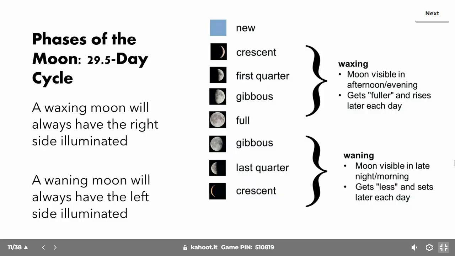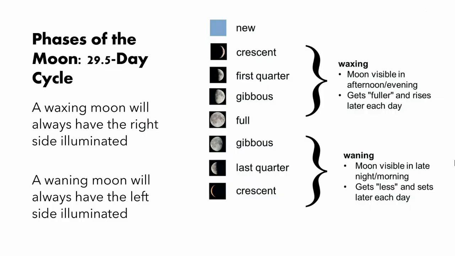So the phases of the moon actually are in a 29.5 day cycle. So that's how we get about a month being about 30 days. And so the waxing moon being on the right and the waning moon being on the left is for the northern hemisphere.